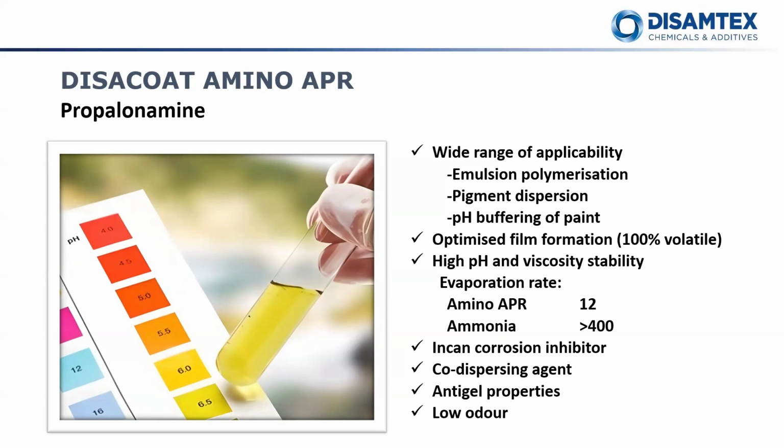And unlike ammonia, it acts gradually, safely, reducing the risk of instability, precipitation, or odor. It also works as a co-dispersing agent, an anti-gel additive, and an in-can corrosion inhibitor. So in short, Disacoat amino APR ensures better performance, cleaner films, and smoother production.